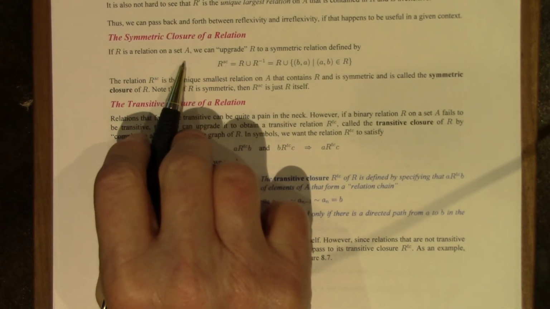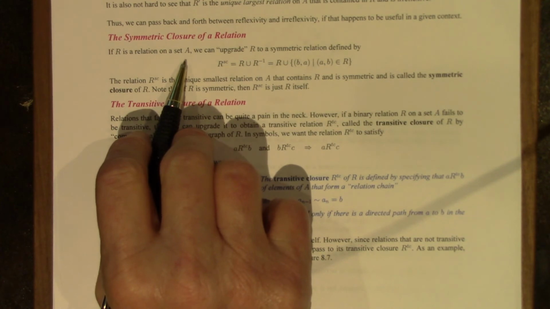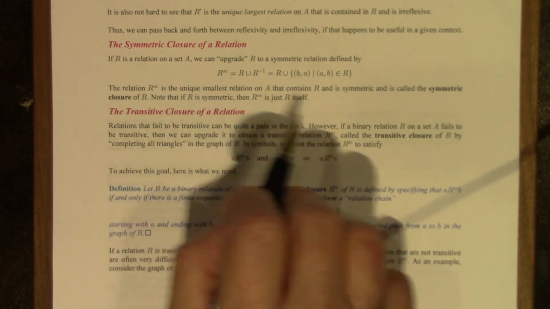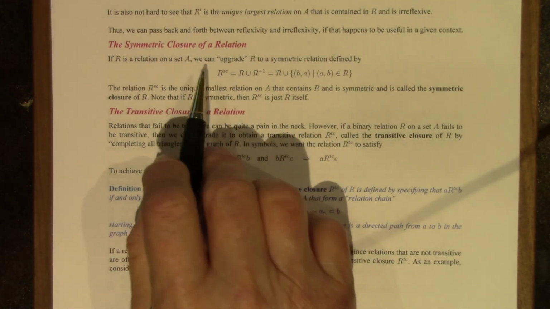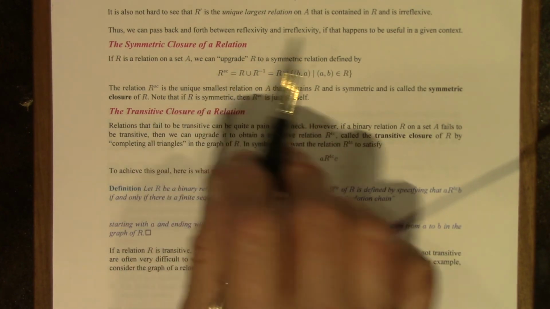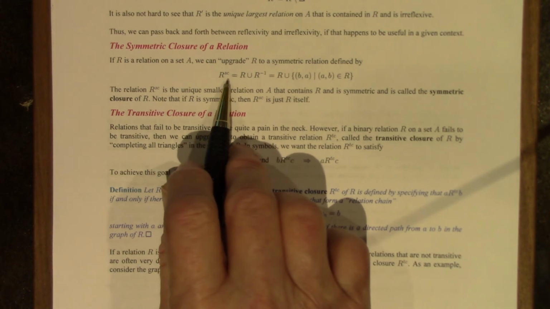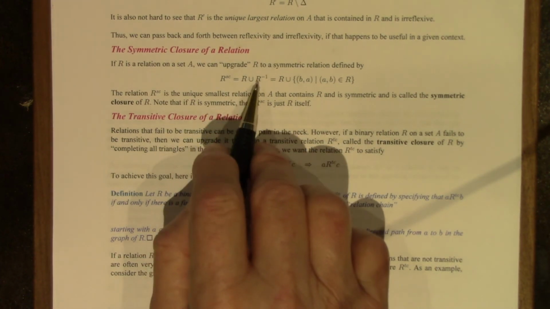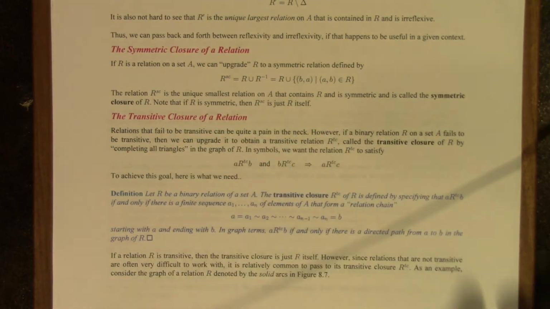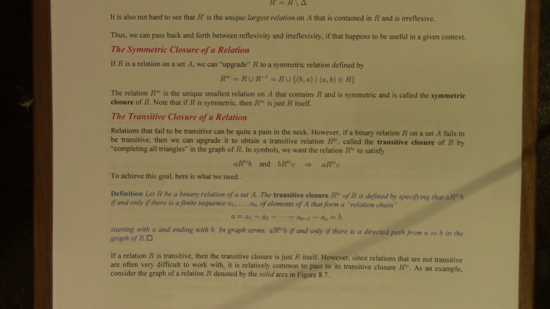We can do something similar if a relation is not symmetric, or even if it is, you can still apply this, it just won't do anything. So if we have a relation R on a set A, we can upgrade that to a symmetric relation by taking the union of R and R inverse. In other words, every time there's an arc from A to B, you toss in an arc from B to A. You add as little as possible to make the relation symmetric.